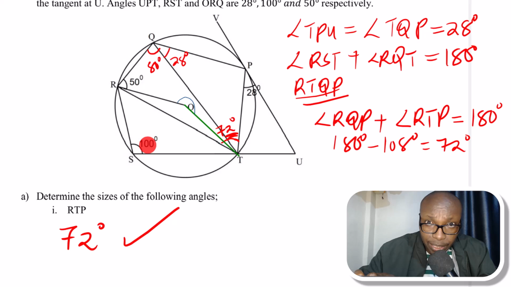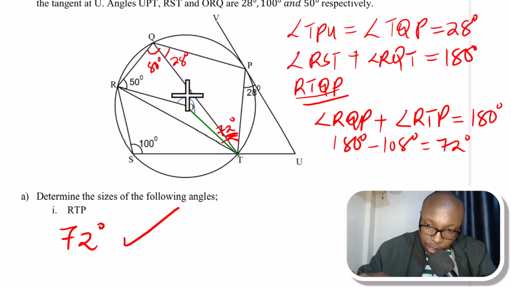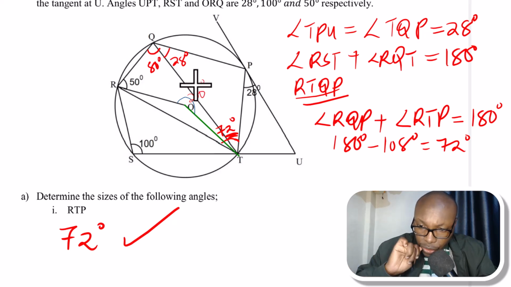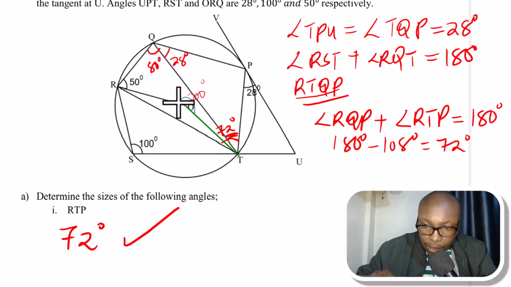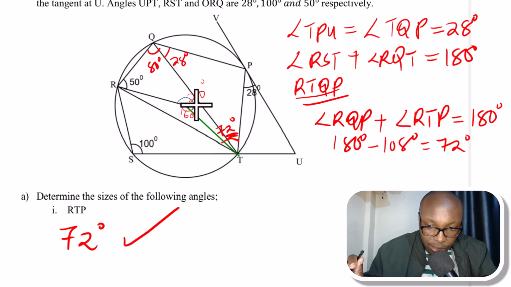So if the angle subtended at the circumference is 100, then this angle should be twice that, which is 200 degrees. If that angle is 200 degrees, then the other one here, because of the sum of angles at a point, should be 160 to make 360. So 200 plus 160 is 360.